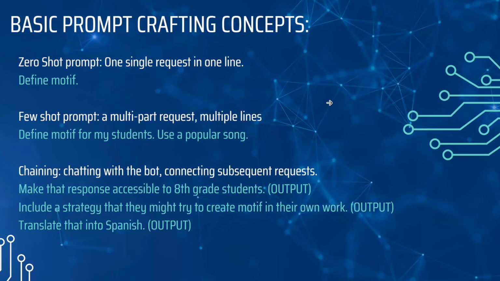So I might say, define motif for my students, use a popular song, hit enter and see what output is produced. And then from there, I could say, make that response accessible to 8th grade students. Hit enter again, and the output will change.